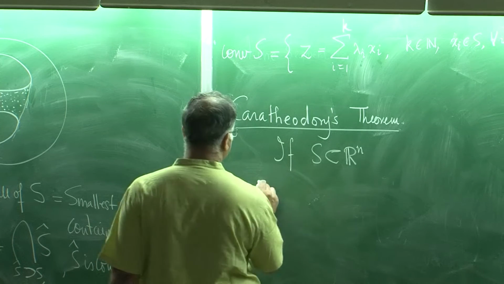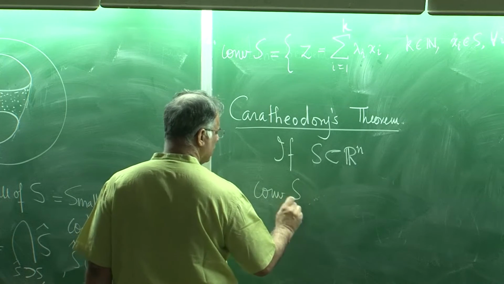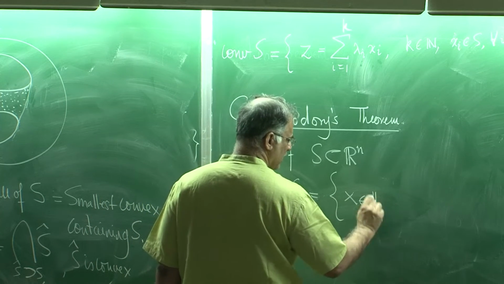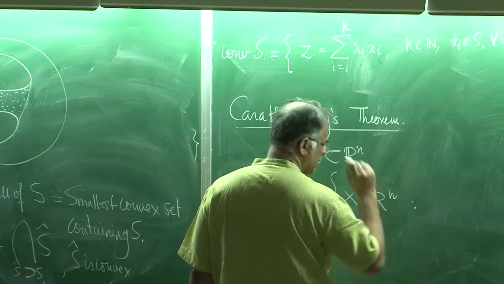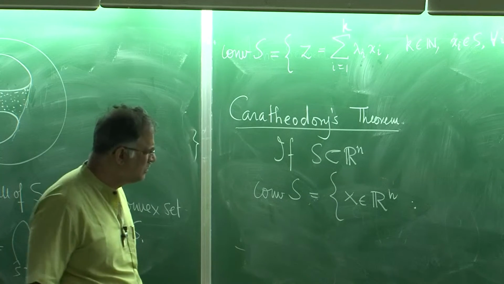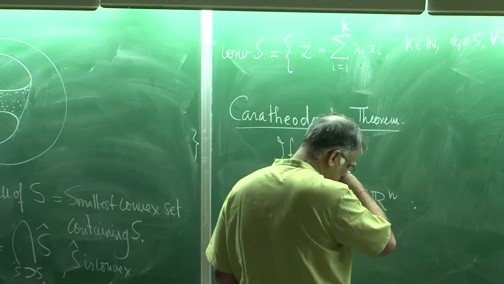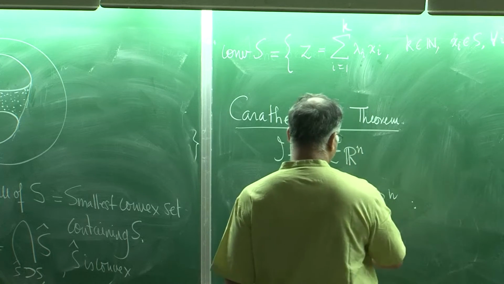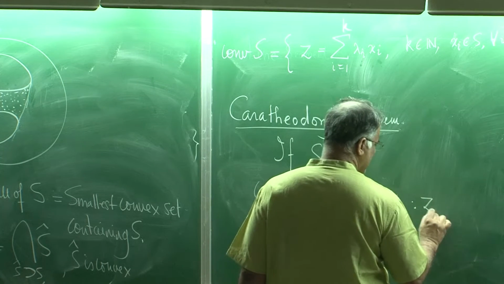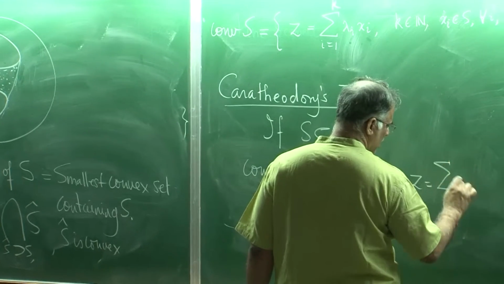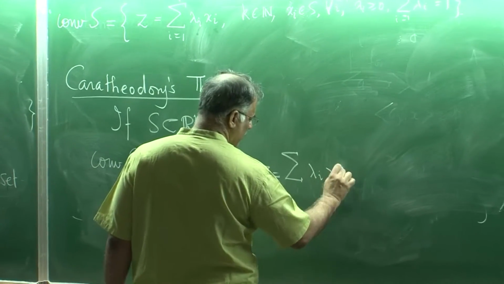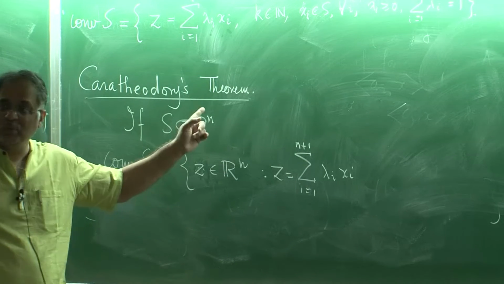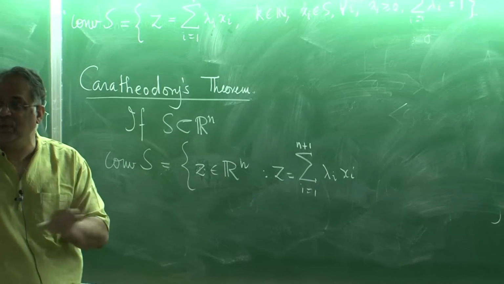It says that then the convex hull of S is equal to the set of all z element of Rn such that z is equal to elements of this form, i equal to 1 to n plus 1. So, you now fix your k to n plus 1, you just have to represent with n plus 1 elements.